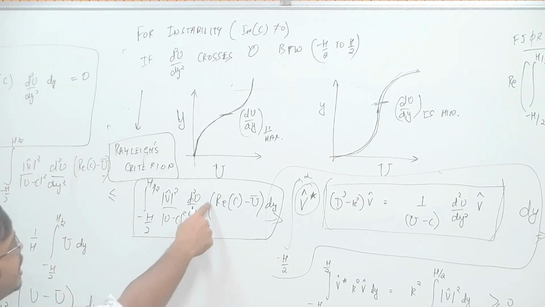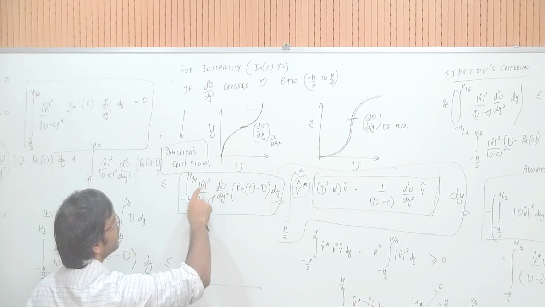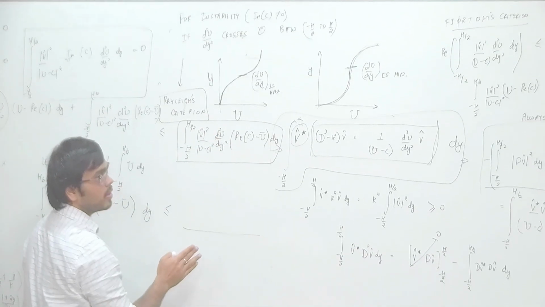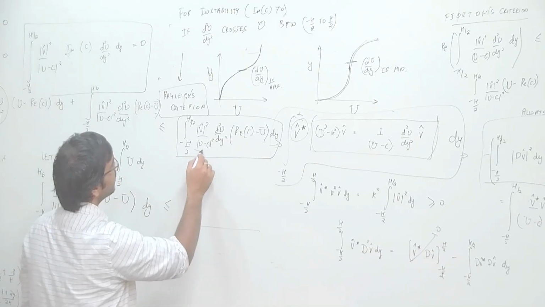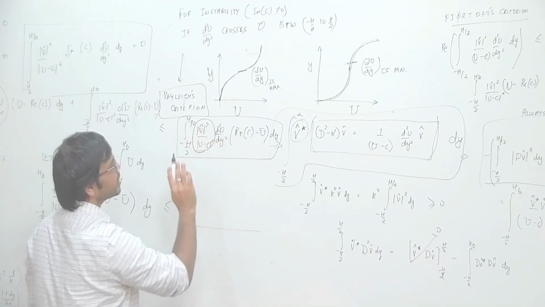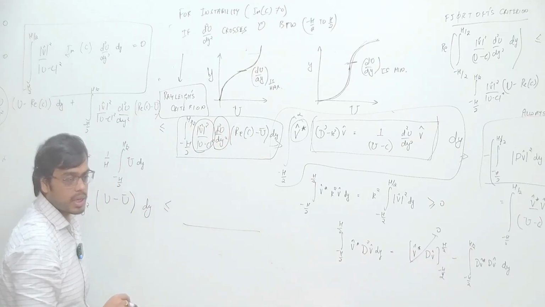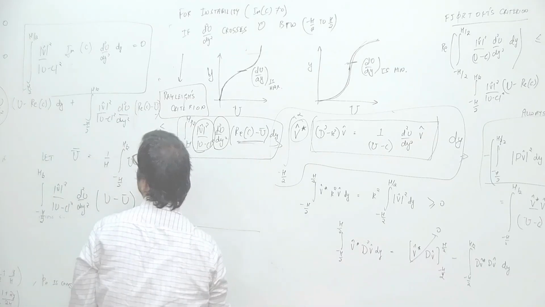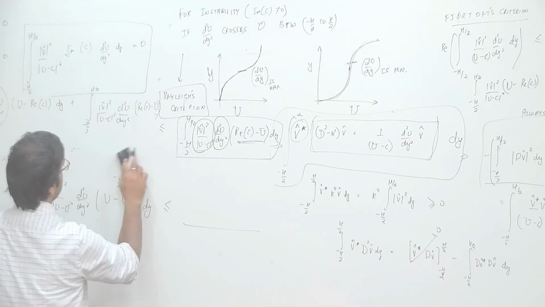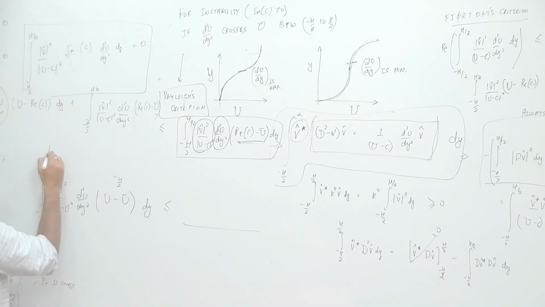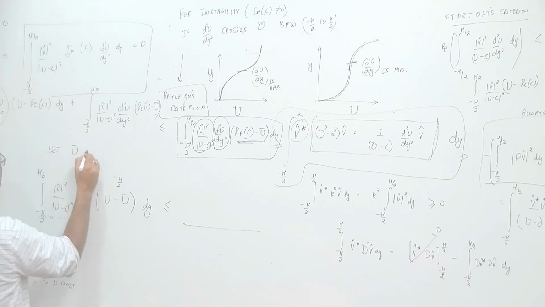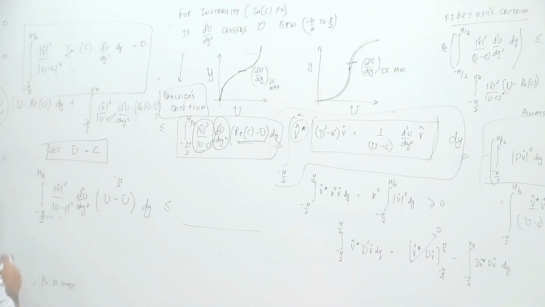So let us say you have an inflection point in between. So d2u by dy square is crossing 0 somewhere, and this term is always positive. This is crossing from plus to minus. Now let us see what this term actually is. So let u bar be equal to c. Okay, not the mean velocity. U bar is some c value.